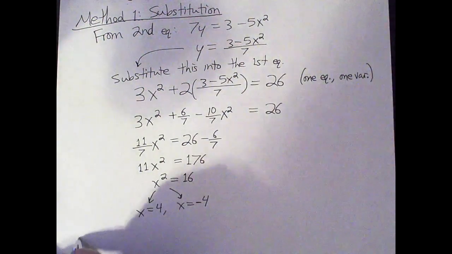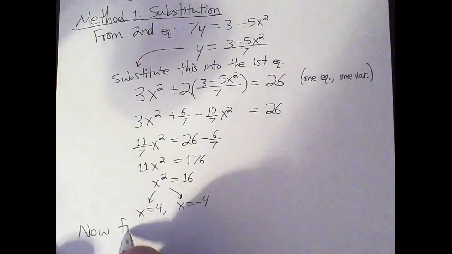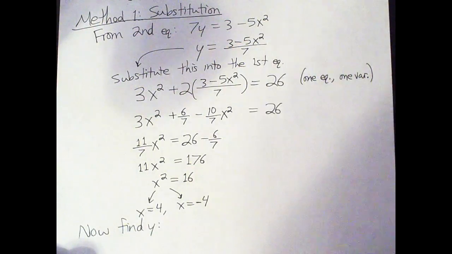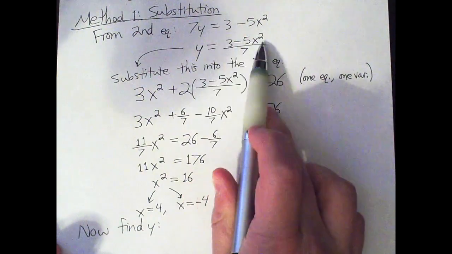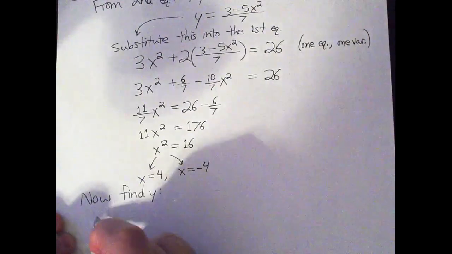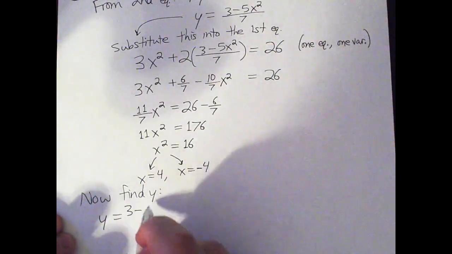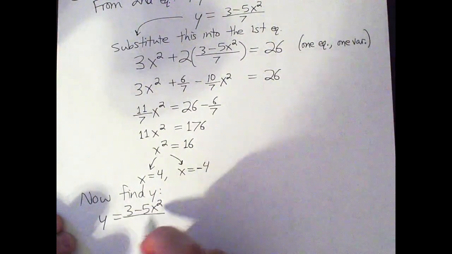Are we done with this? Well, now we need to find y. Remember what we're doing here. We had two equations and two variables. I'm expecting answers to be x comma y. So remember that we said that y was 3 minus 5x squared over 7.